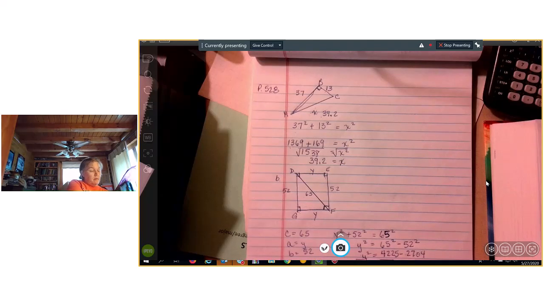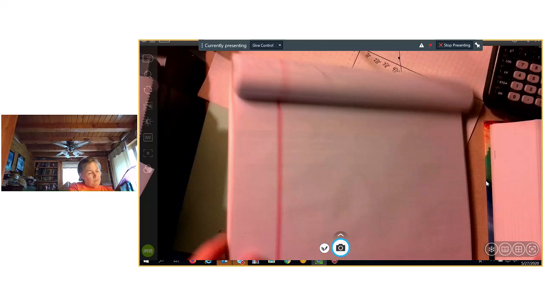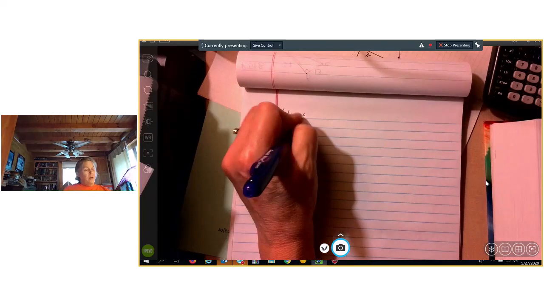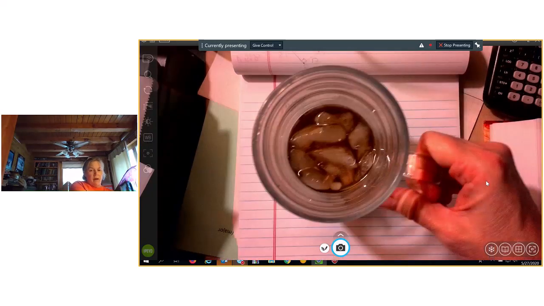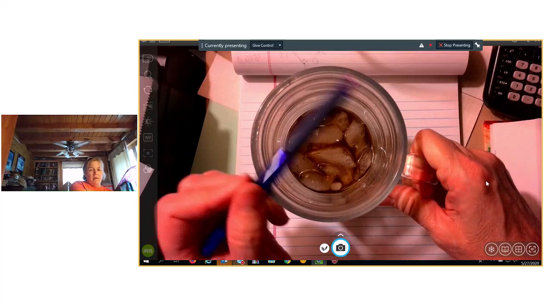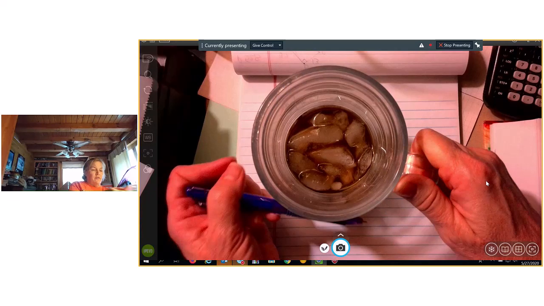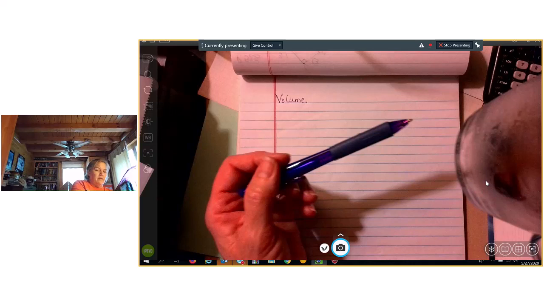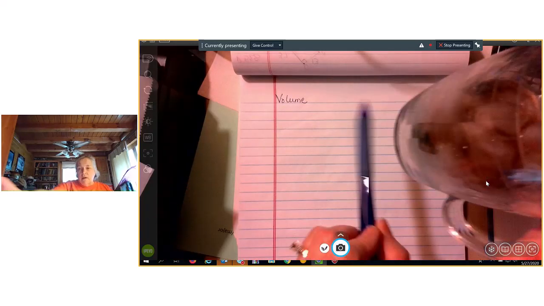Okay, so let's move on to volume. Now, volume, I've always told you, and if you look inside my drink, if I had this all the way up to the top, then what's the volume of this container? This one's going to be a little different because it does not form a 90 degree, and I'm not going to turn it sideways, but you can see that there's a little curve here, so it's not a 90 degree thing.